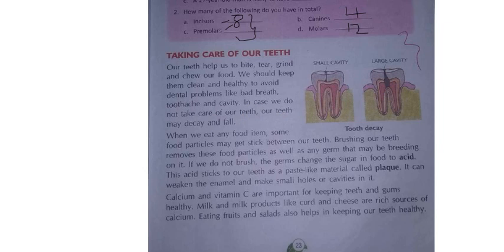Next, when we eat any food item, some food particles may get stuck between our teeth. Brushing our teeth removes these food particles as well as any germs that may be breeding on them. If we do not brush, the germs change the sugar in food into acid. This acid sticks to our teeth as a paste-like material called plaque. It can weaken the enamel and make small holes or cavities in it.